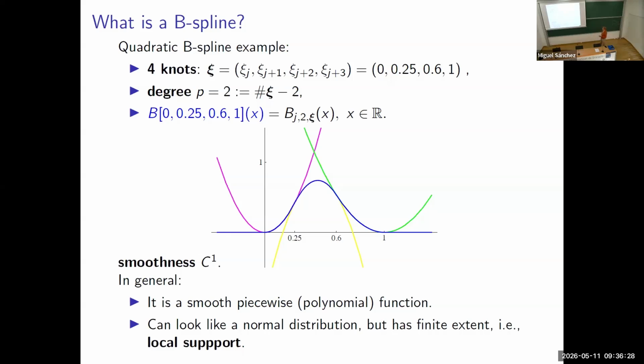And you can see that the blue curve is sort of bell-shaped. It looks like a normal distribution, but it has finite extent, what we call local support. That's the difference, and it has pieces of polynomials, right? Okay.